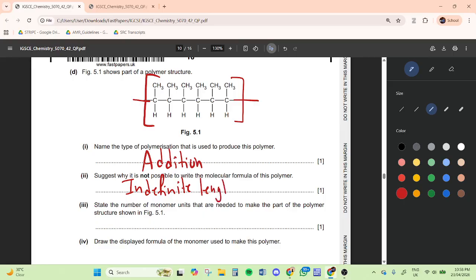because it keeps going on and on. So whenever you write a molecular formula, it eventually ends, right? So if we take, for example, ethanoic acid, CH3COOH, it ends over here, or it ends over here, depending on which way you're looking at. But for a polymer, it sort of keeps going, so you don't know where it begins or where it ends. It has an indefinite length. As a result, you really can't write a molecular formula for that. State the number of monomer units that are needed to make part of the polymer structure shown in figure 5.1. So if we cut this, take a look, let's say we cut it here, we cut it here.